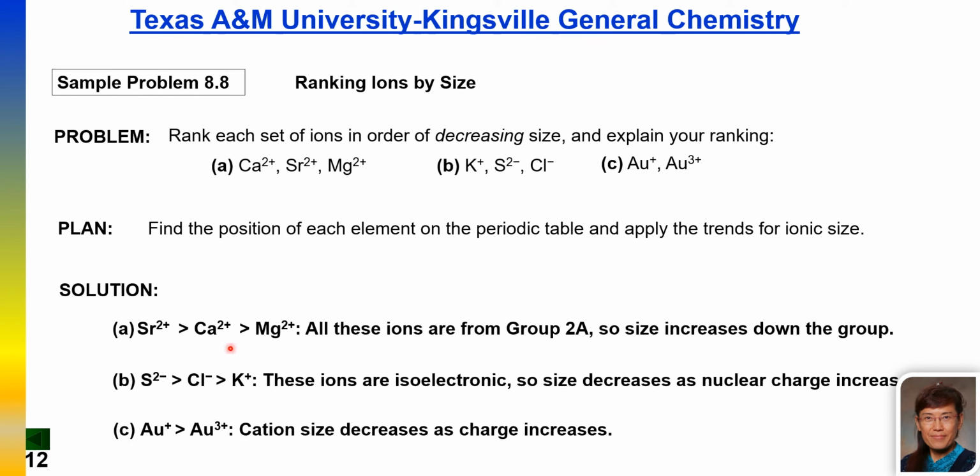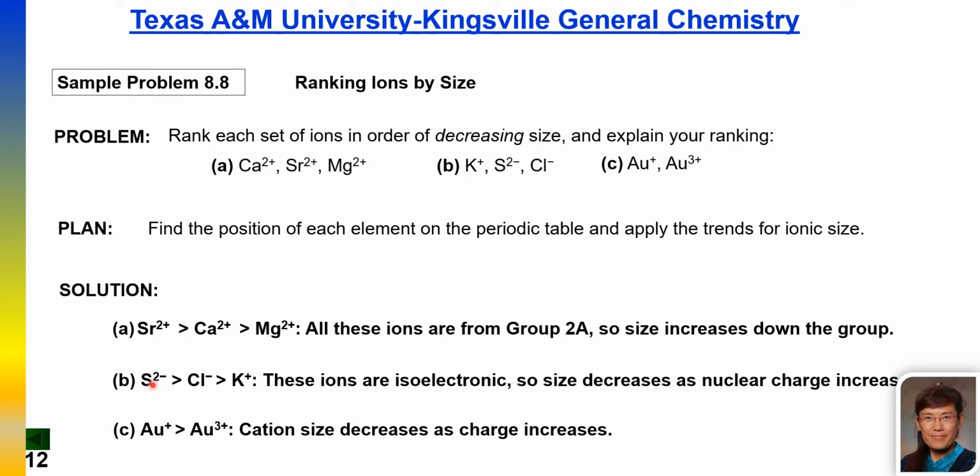The first group, magnesium, calcium, strontium, they are located in group 2, or group 2A. Therefore, the ionic radius is going to decrease from bottom to top. You can say it increases down the group. So magnesium is smaller than calcium, smaller than strontium. Sulfide, chloride, and potassium, they are isoelectronic.